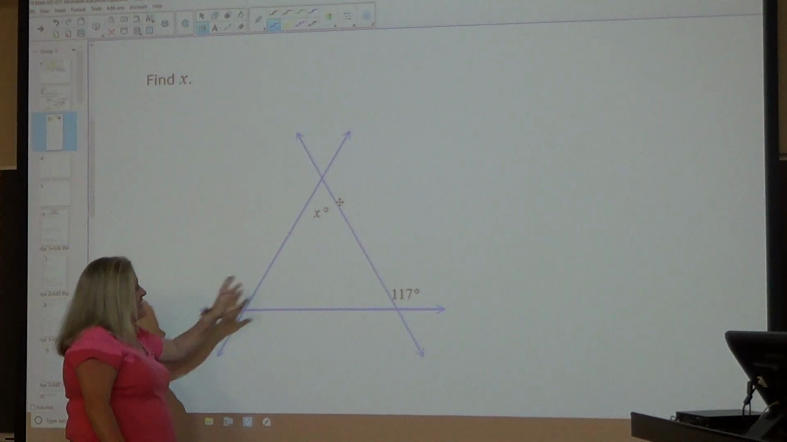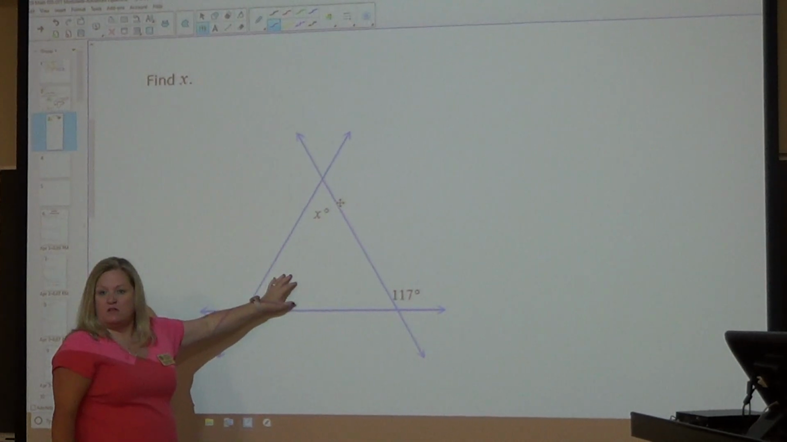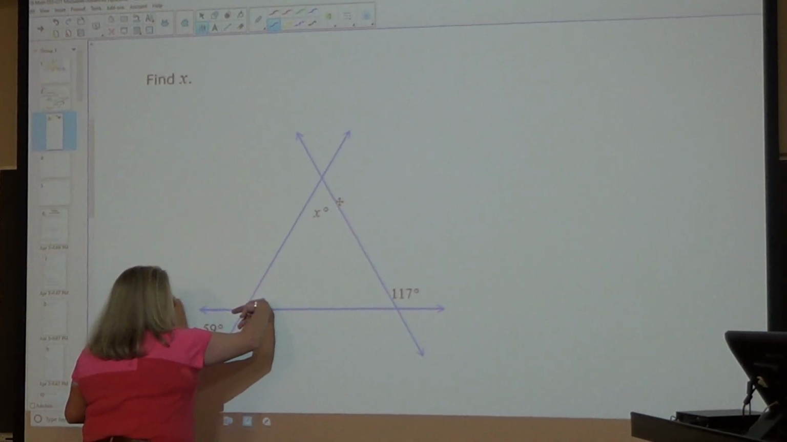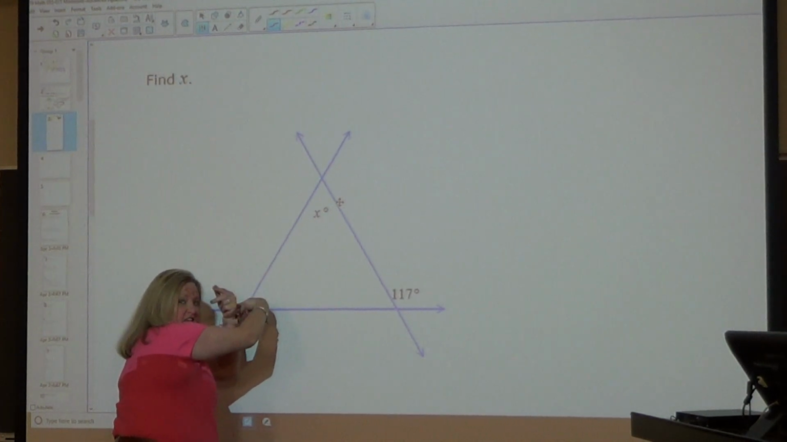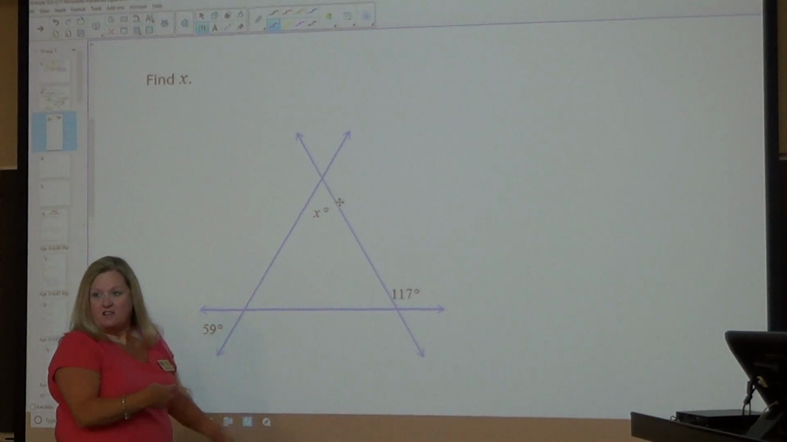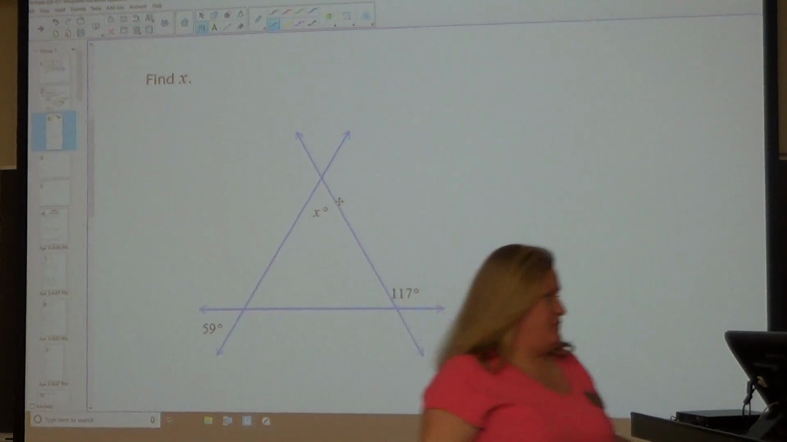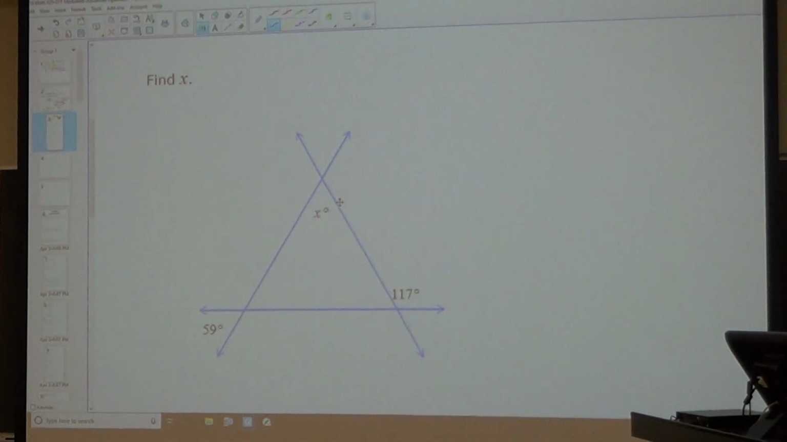We want to jump inside the triangle. So how do we get from here to here? The butterfly thing. So it's going to be 59. So this angle and this angle, that one's going to be 59. Now, we've gotten as close as we can from the left. Now let's go from the right.